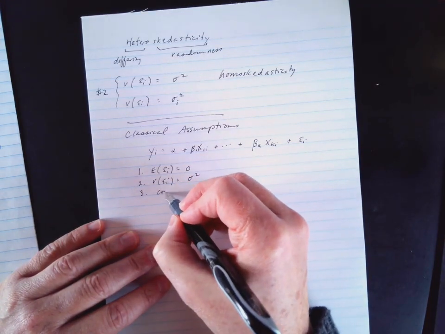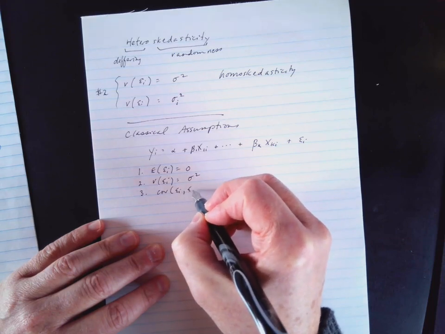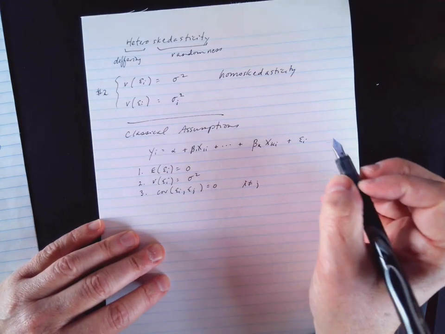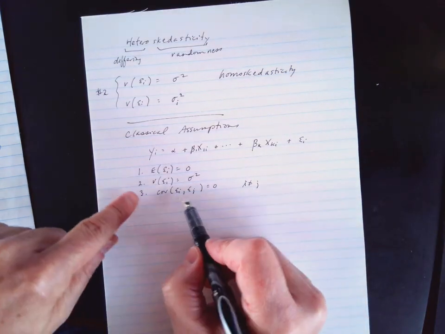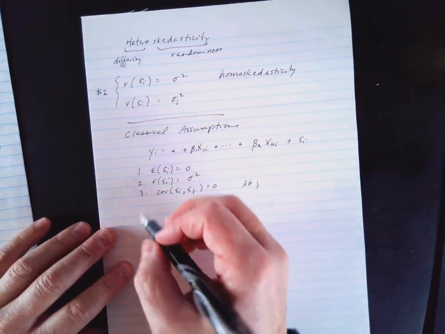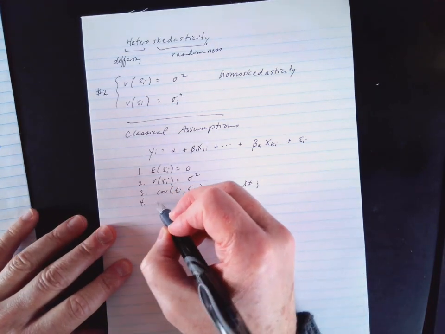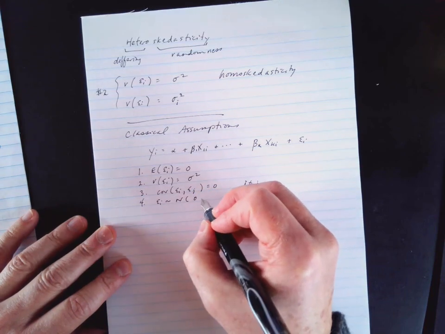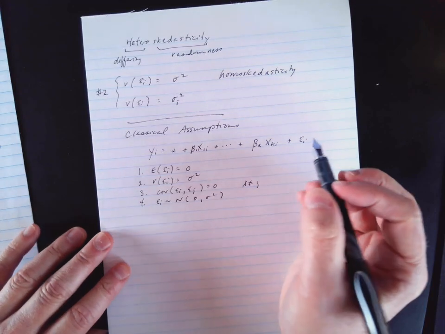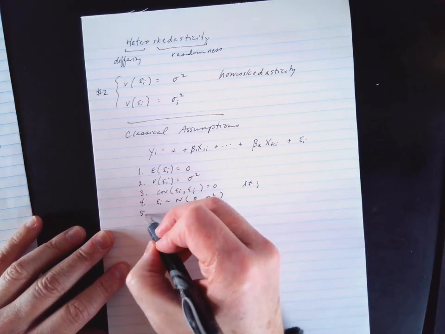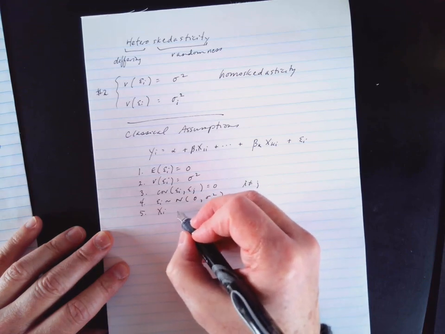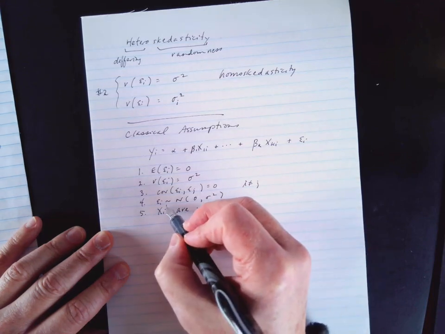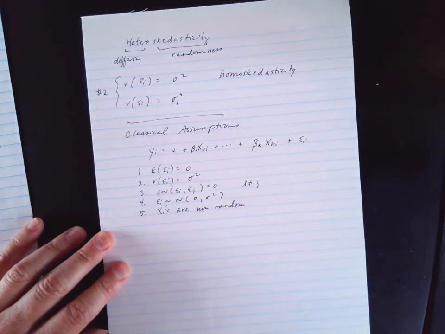Number 3, the covariance of any two errors is 0. So the errors are independent of each other, the error terms. Number 4, that the error terms follow a normal distribution with a mean of 0 and a variance of sigma squared. And 5, the x's are non-random. The x's are non-random.